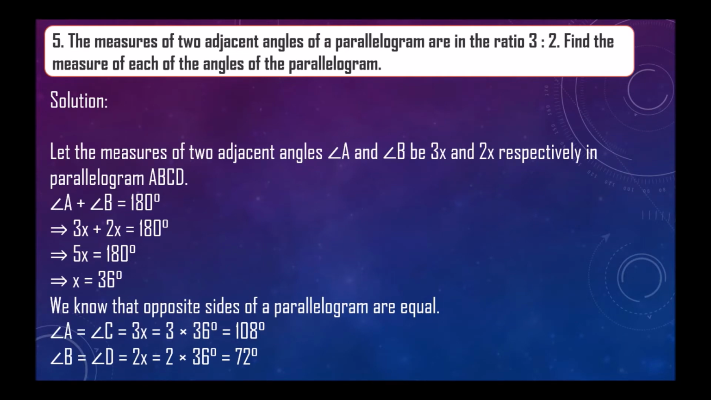We know that opposite angles of a parallelogram are equal. So angle A equals angle C equals 3x equals 3 into 36 degrees, that is 108 degrees. Angle B equals angle D equals 2x equals 2 into 36 degrees, that is 72 degrees.